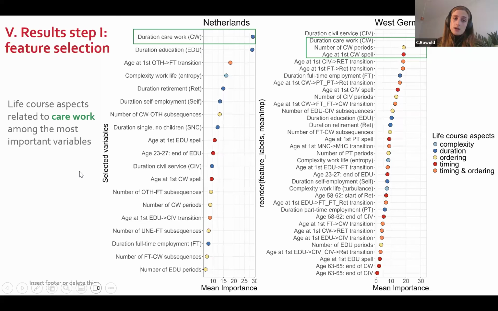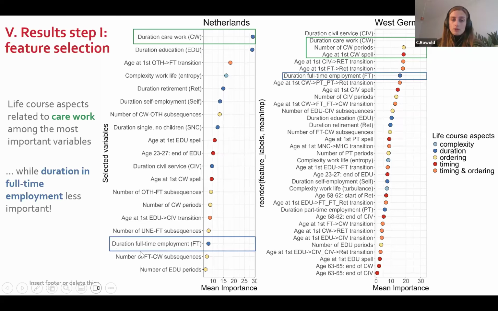Now, interestingly, I find that the duration in full-time employment is much less important, especially so in the Netherlands, that it was basically just selected as being important at all. In West Germany, it's still among the top 10 pension predictors, but again, clearly less important compared to these care work variables. So obviously there are more interesting things going on here, like for example, the unpredictability of working life courses. So basically instability of working life courses is also quite important in the Netherlands.